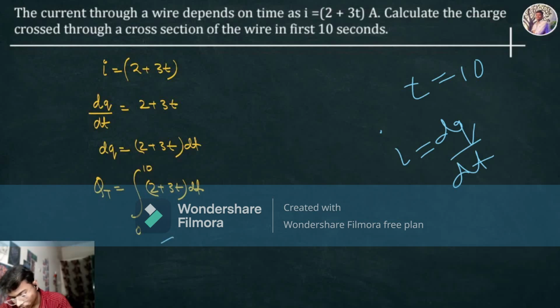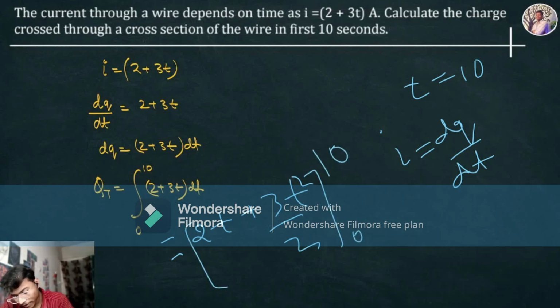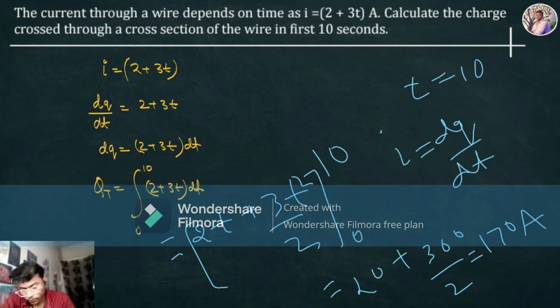So it will be equal to 2t plus 3t square by 2, and you have to put values from 0 to 10. If we put 0, it will be 0, so we have to put only 10. So 300 divided by 2, and it will be 170 coulomb.